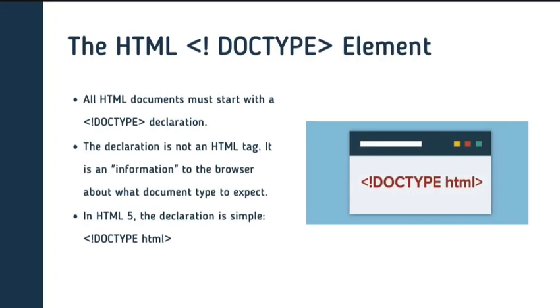Firstly, let's look at the HTML doctype element. All HTML documents must start with a doctype declaration, and this declaration is not an HTML tag. It is information to the browser about what document type to expect. And in HTML5, the declaration is very simple. We use the doctype html, as also shown on the right in this image.